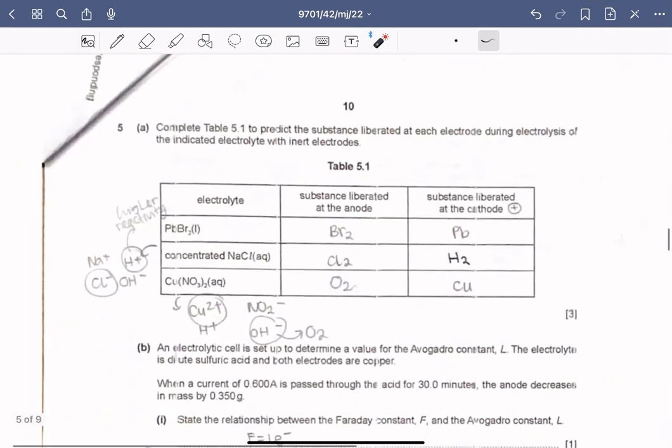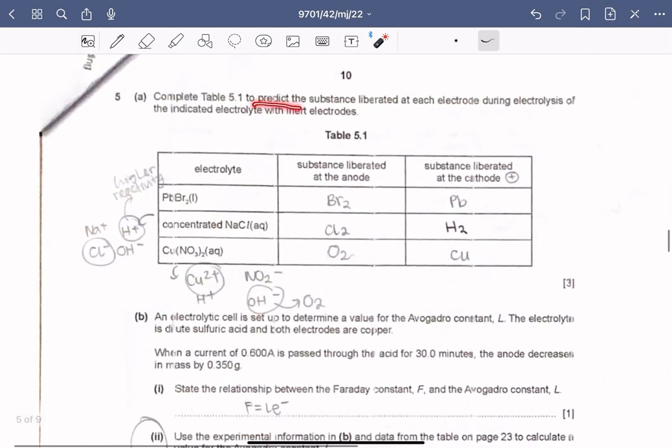Yeah, okay. Next, 5a. Complete table 5.1 to predict the substance liberated at each electrode during electrolysis of the indicated electrolyte with inert electrodes. So, PtBr2, the substance liberated at the anode, the substance liberated at the cathode.